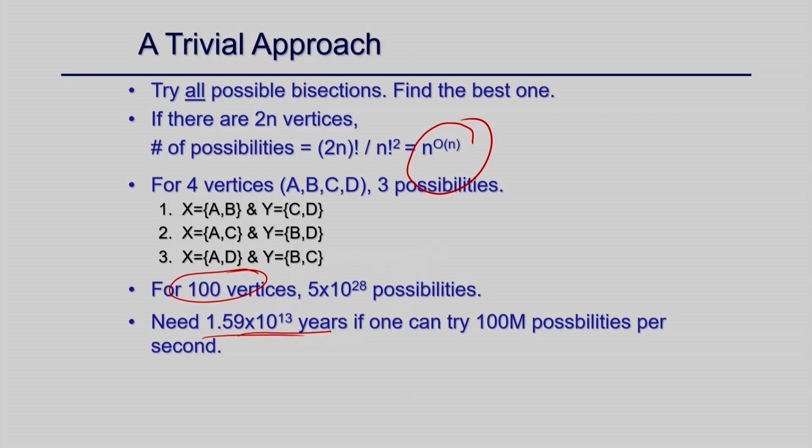Even for 100 million possibilities, you need this much time. These are just some numbers to show you that you cannot go for any brute force approach here. Finding all possible bisections and picking the optimal one won't work.